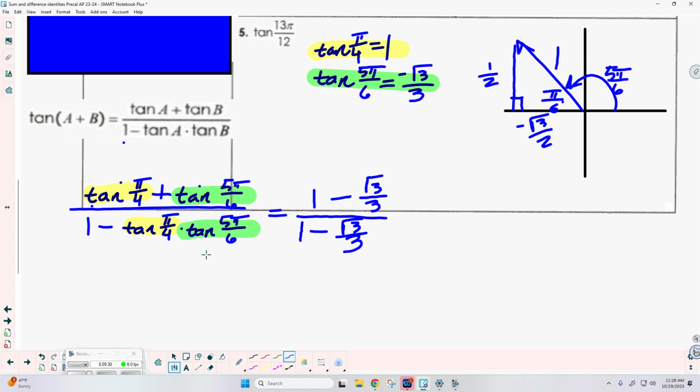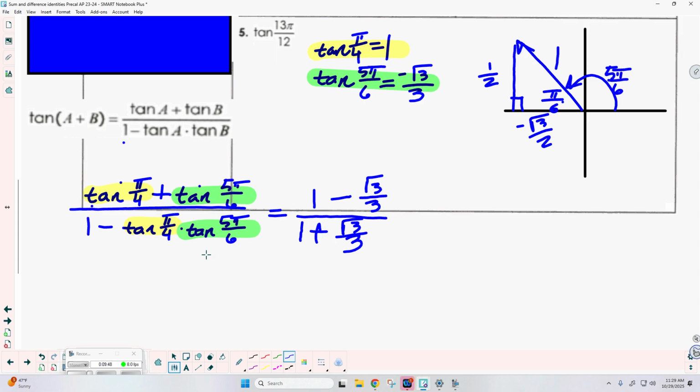Okay, but that should be a plus. I'm sorry. Yeah, we were subtracting a negative. Just thinking about that. The answer. Okay, so there we go. Now, don't get me wrong. Here's the thing. That is tangent of 13 pi over 12. That's the answer. That's not the simplified answer that we want.